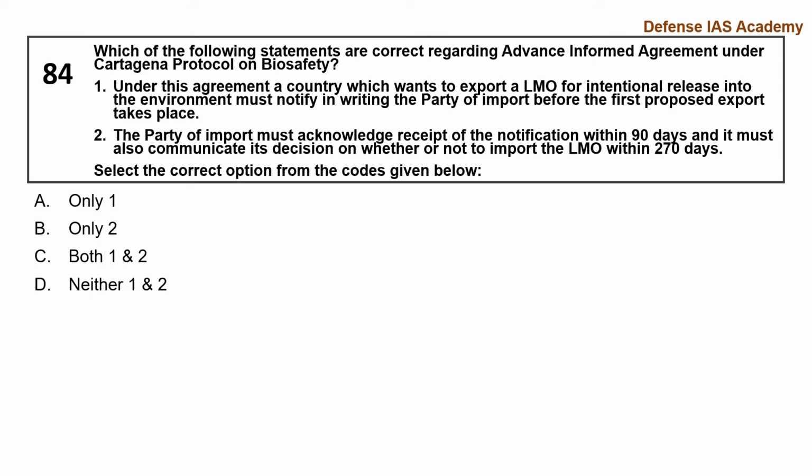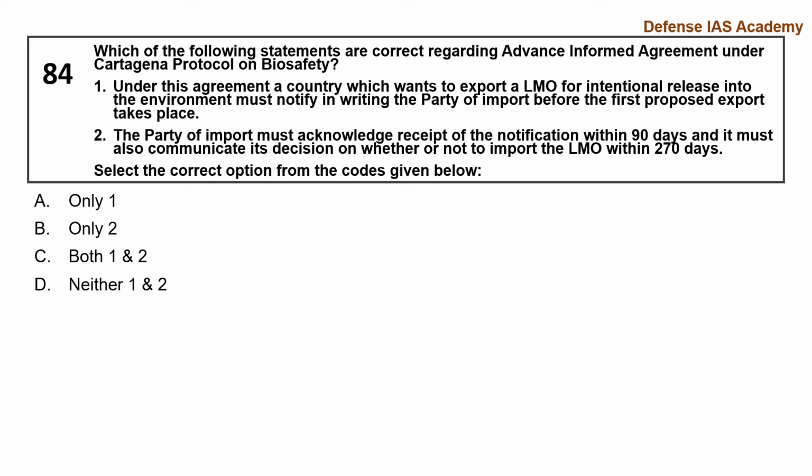Question 84. Which of the following statements are correct regarding Advance Informed Agreement under Cartagena Protocol on Biosafety? 1. Under this agreement, a country which wants to export a LMO for intentional release into the environment must notify in writing the party of import before the first proposed export takes place.